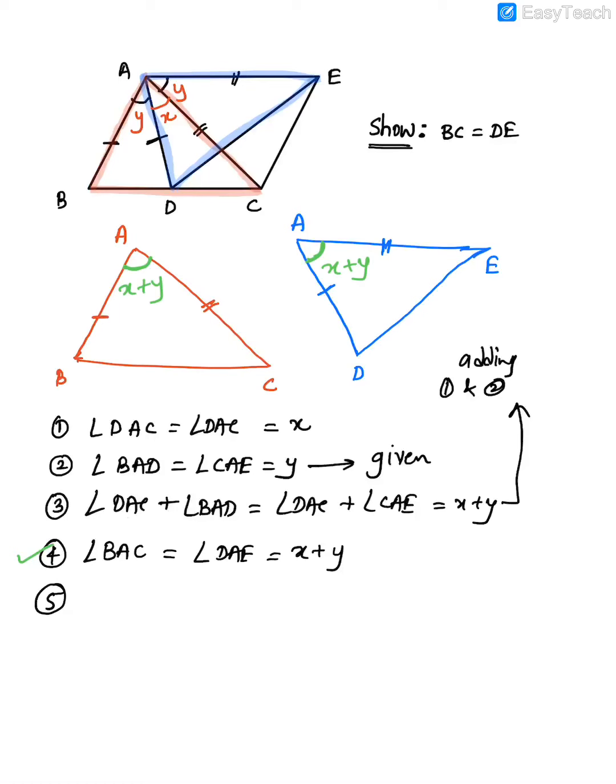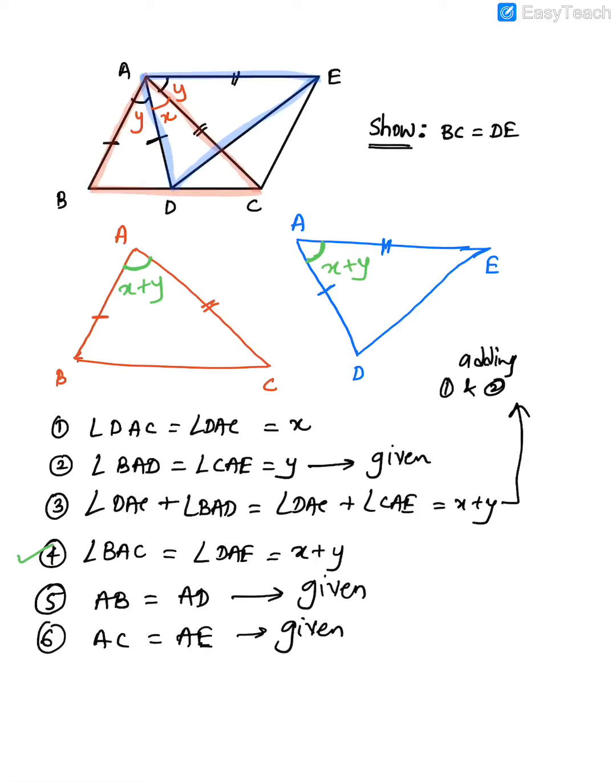Next statement we will write: AB is equal to AD. Reason: given. Number 6, then AC is equal to AE. Reason: given. And we are writing given because it's given in the question.